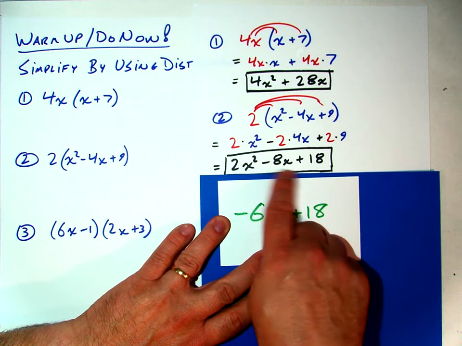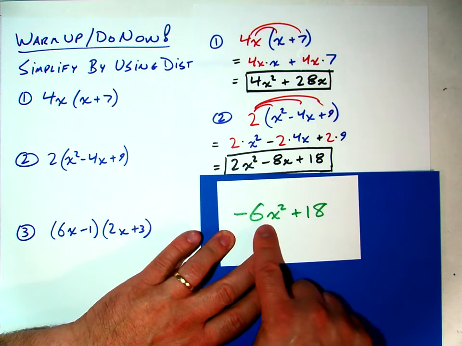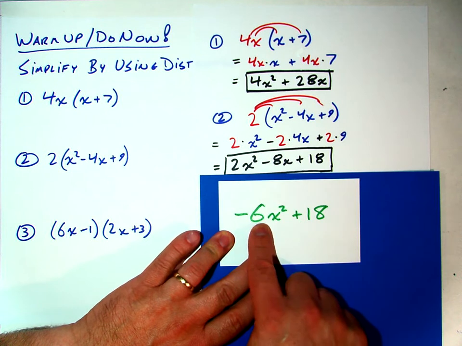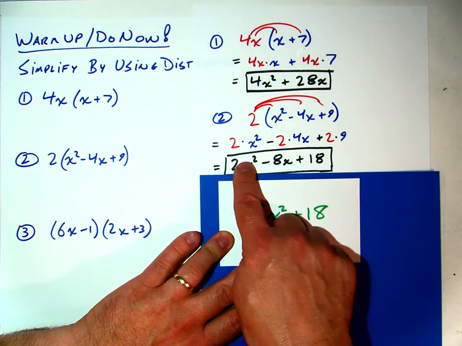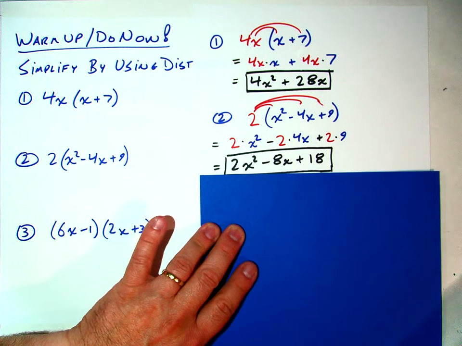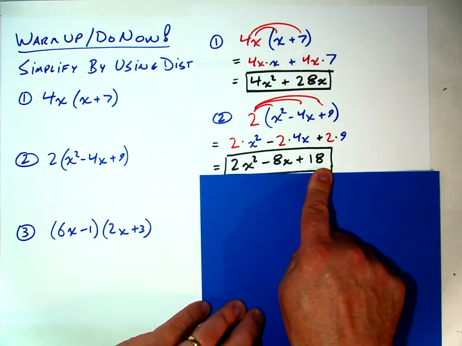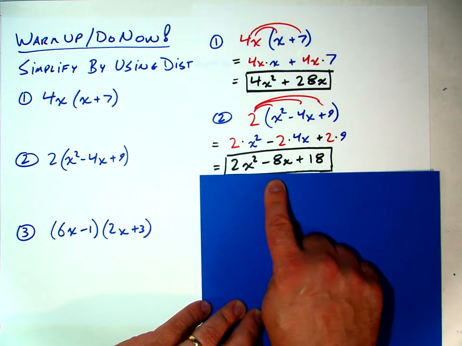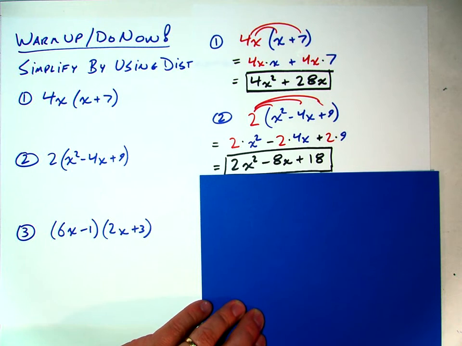We cannot combine these because they're not like terms. So you cannot combine the positive 2 and the negative 8 to make it negative 6. You have to leave it like this. All 3 of these terms are not like terms, so we cannot simplify it by adding or subtracting. Okay? Please show me your answer for number 3.